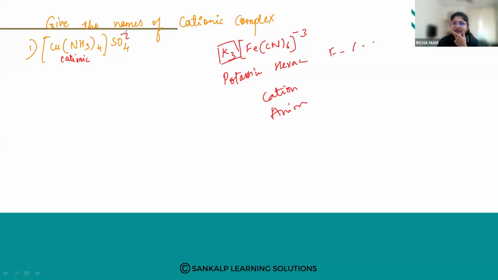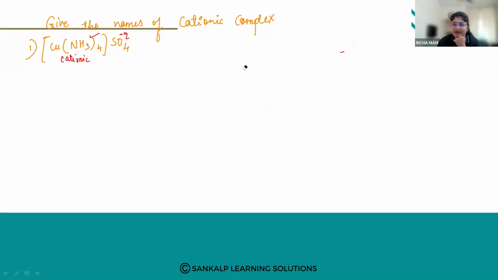Now here, which is the cation? This is your anion, so the cation is this one. This complex is the cation. So first write the name of the cation and then the anion. Yes, how do you write it? Try. I'll give you the first one, then you can try the others. Fine.